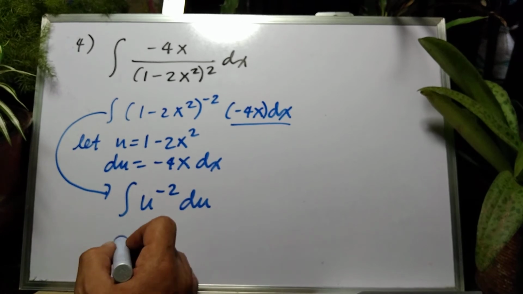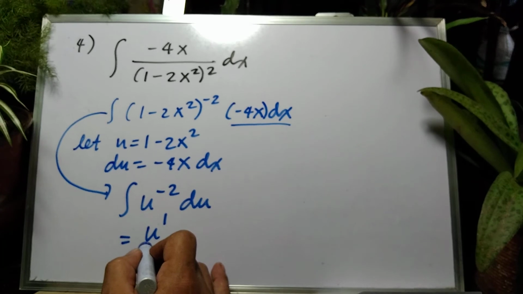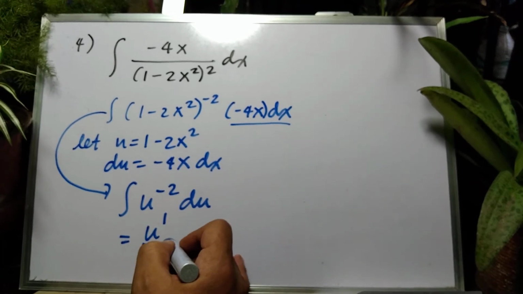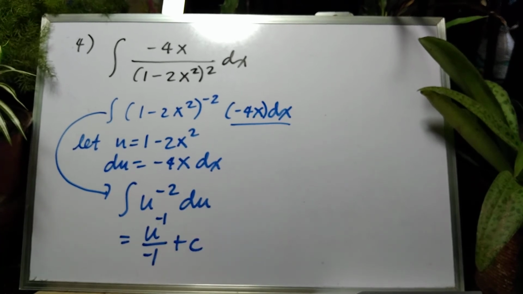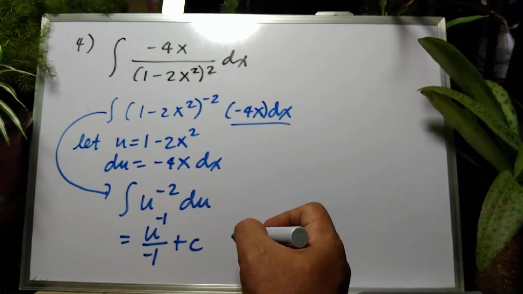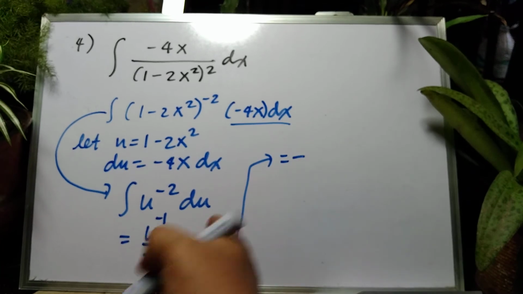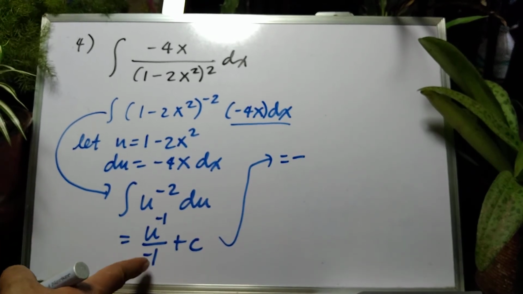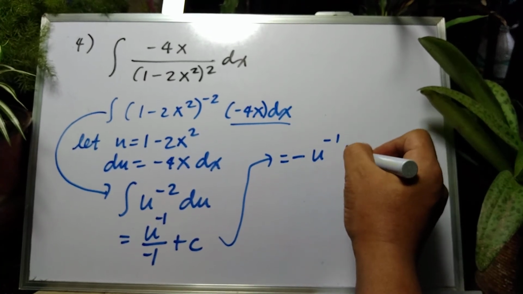So, let's integrate diretso. This is u to the power of 1. Ato nang butangan dyan pag 1. Negative 1 over negative 1 plus c. Because negative 2 plus 1 is negative 1. Right? Okay, so what's next? Simplify further, you have that is equal to negative. May mo na siyang negative, no? Kay u to the power of negative 1 divided by negative 1 is negative na siya. So, u to the power of negative 1 plus c.